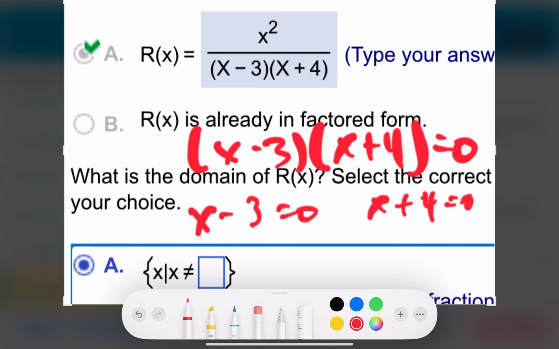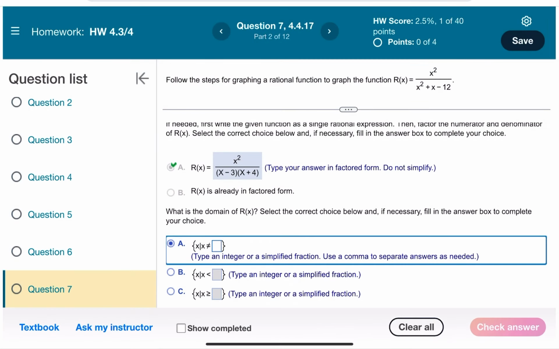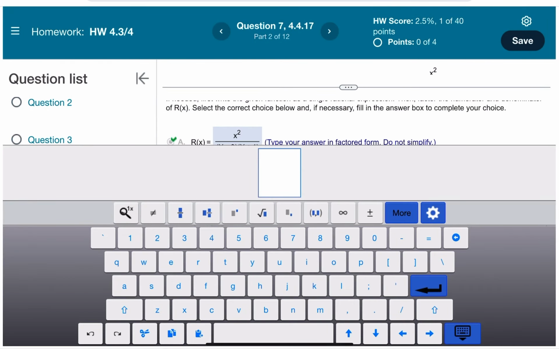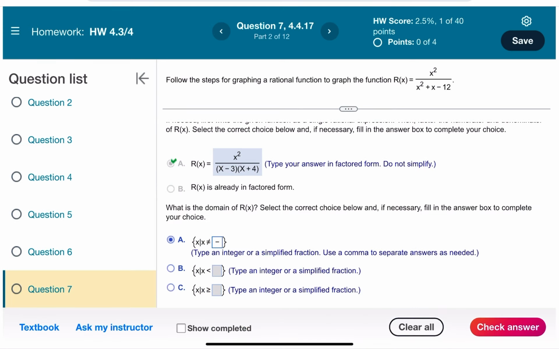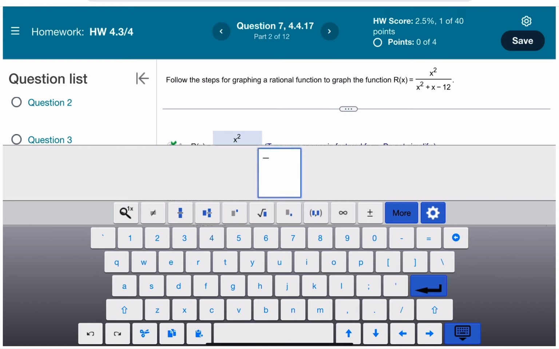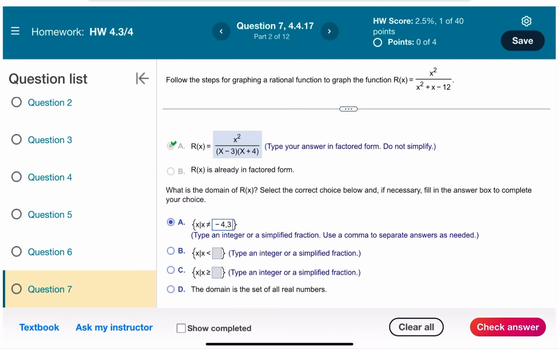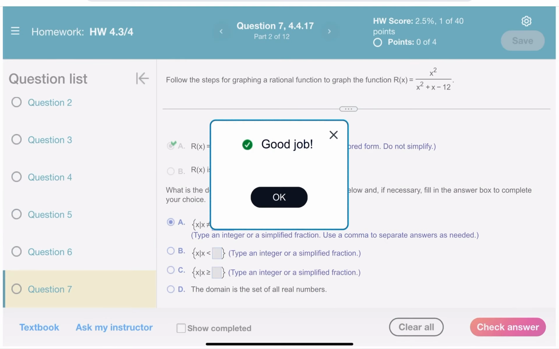Okay, again, pause the video at any time if you really need to take your time doing this. So again, our domain is all real numbers except -4, comma, 3. I believe, let me just double check real quick. It should be that. Cool.